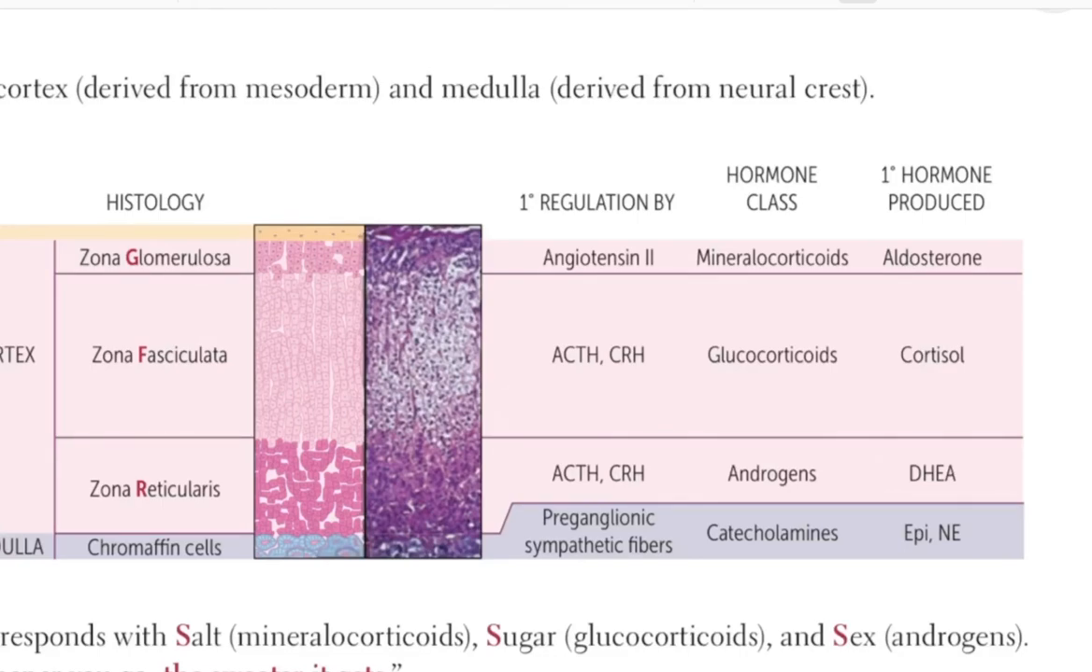Aldosterone is regulated mainly by angiotensin II. The release of cortisol and DHEA is regulated by two hormones, ACTH, which is adrenocorticotropic hormone, and CRH, which is corticotropin releasing hormone. Is it clear? The medulla produces catecholamines which are regulated by preganglionic sympathetic fibers. Hence, the sympathetic and parasympathetic systems play a part in this.